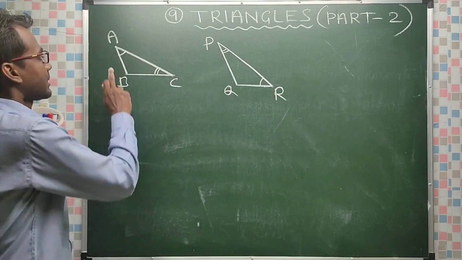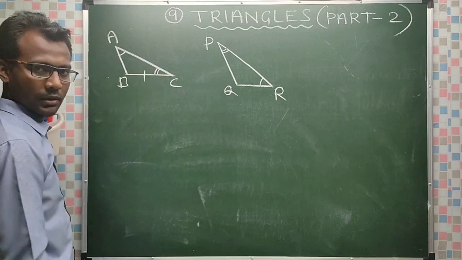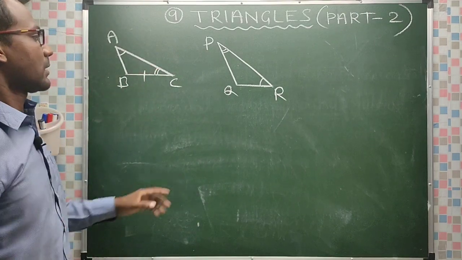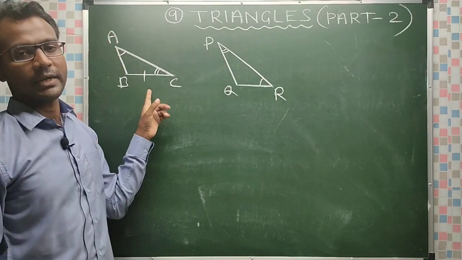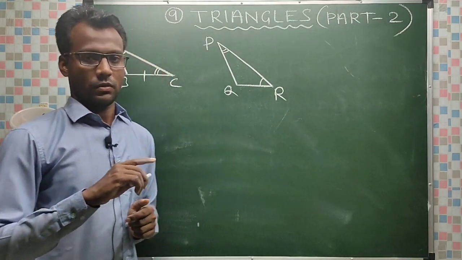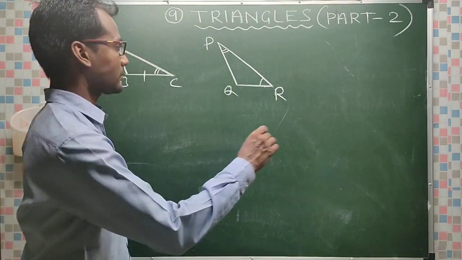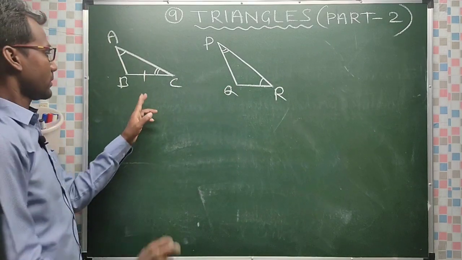So you are free to choose either AB or BC. Let us take BC. Here, what was the postulate? If two angles and one side of one triangle are equal to two angles and the corresponding side. Corresponding side means, see this BC I have taken.